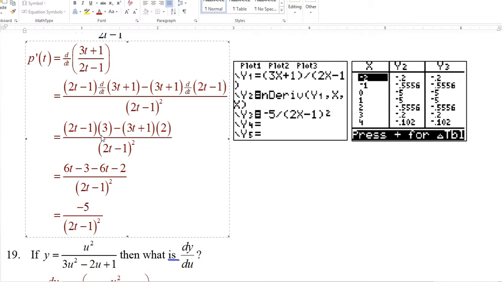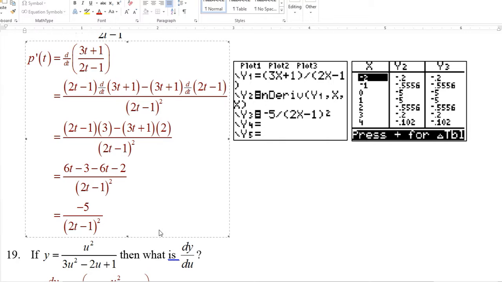Now we have the answer, but we're going to do some algebra to clean it up. We're going to distribute the 3 here to give me 6t minus 3, and distribute the negative 2 here to get negative 6t minus 2. And it turns out when you combine like terms, the 6t's cancel. Negative 3 plus negative 2 is negative 5. And so there is the answer there.